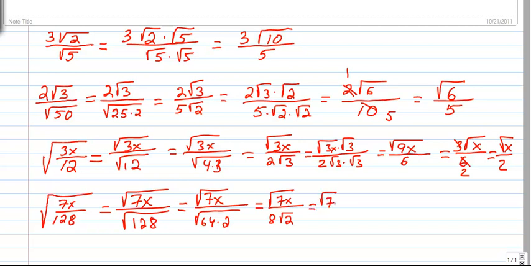Now we can rationalize the denominator by multiplying both the numerator and the denominator by radical 2. What we will have as the result in our numerator is 14x under the radical sign. And in our denominator, radical 2 multiplied by radical 2 is just 2, and 2 multiplied by 8 is 16. And this is our final answer in this last problem.